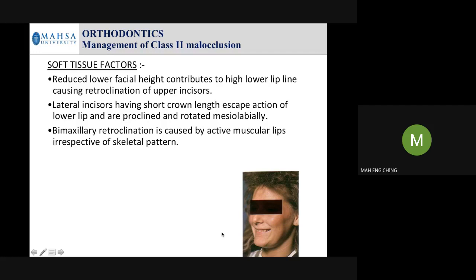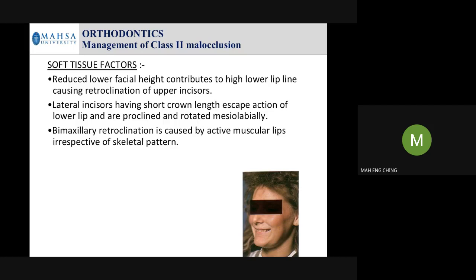So soft tissue factor. Class 2 Division 2 patients usually have a reduced lower facial height, which contributes to a high lower lip line, causing the retroclination of the upper incisor. So imagine the lower lip is quite high, then it covers the upper incisor, and a strong muscle pushes the upper incisor backward, causing the retroclination of the upper incisor. But the lateral incisor has a short clinical crown length, so it can escape from the action of the lower lip, and therefore they are proclined and sometimes rotated mesiolabially. So imagine the lower lip is not covering the lateral incisor, so the lateral incisor can move freely.